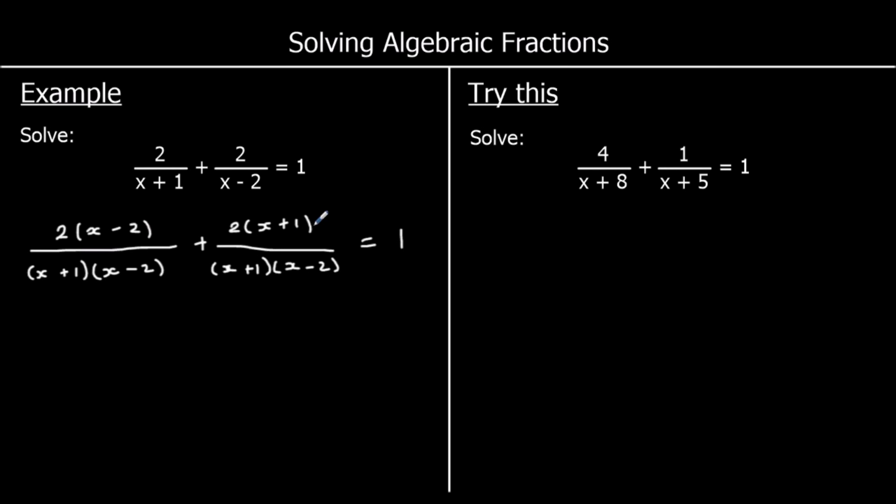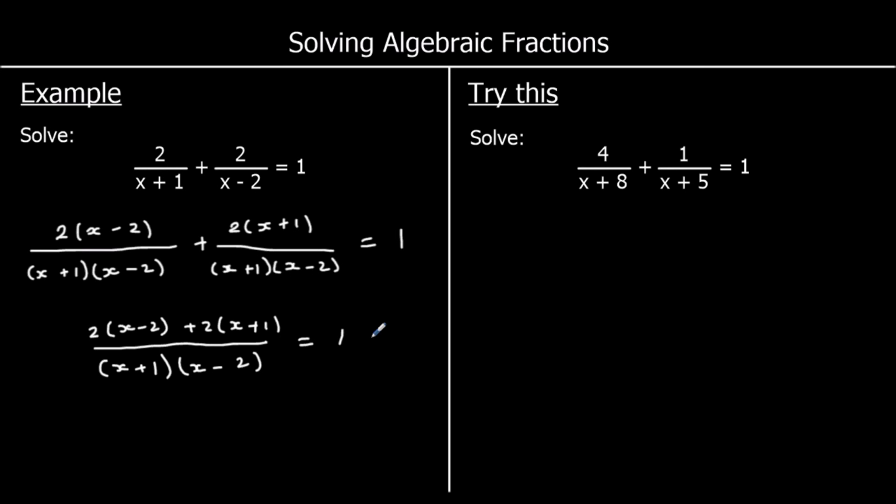So I've got two fractions with the same denominator, and that means I can add them together. So I can write this as one fraction over x plus 1 times x minus 2. And I could expand it in one go, but I'm going to leave it unexpanded for now, and I will expand it in a minute. So now I've added the fractions together.